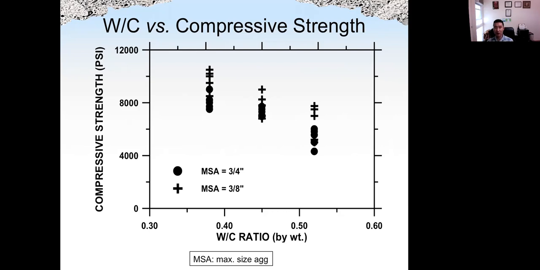Okay, so we know that already. But if we increase water cement ratio, the strength will be lower. So we also know that. So clearly, we have a strong correlation between water cement ratio and the strength.